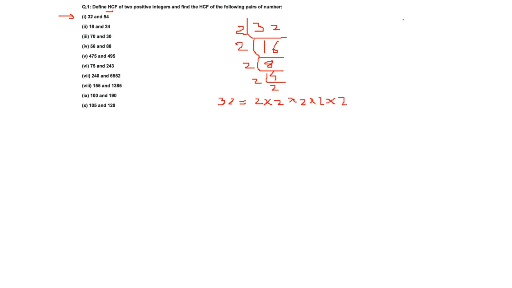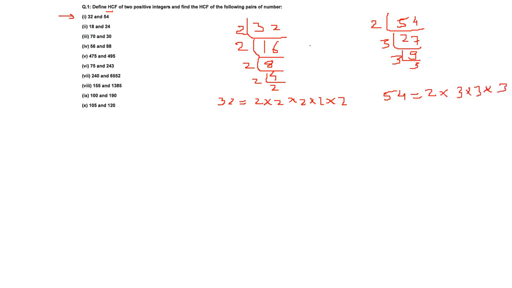Now let us take 54. I am just trying to explain the traditional method of finding the HCF. So we have 54, so 2 27s are 54, now 3 9s are 27, and 3 3s are 9. So now 54 can be written as 2 into 3 into 3 into 3.